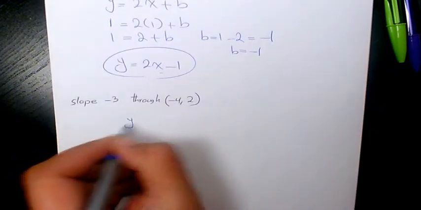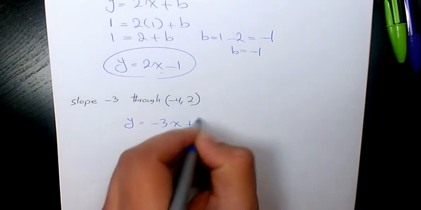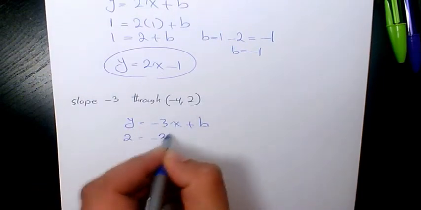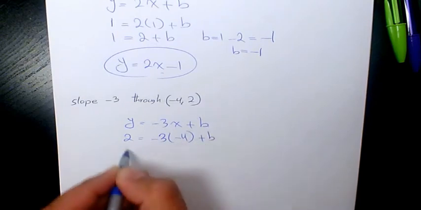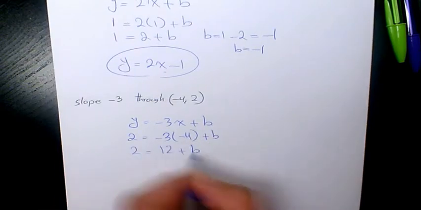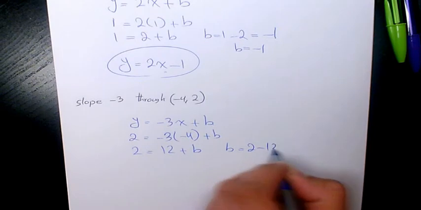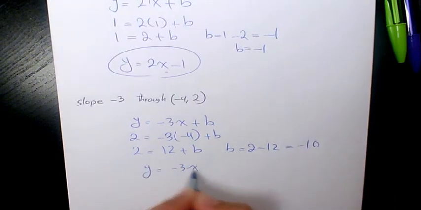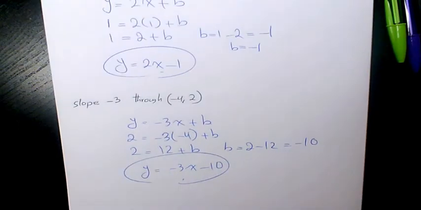Next one, slope is negative 3, so y = -3x + b. So we sub the numbers, y is 2, negative 3 times negative 4 plus b. So we have 2 equals 12 plus b. b will be 2 minus 12, which is negative 10. So y equals negative 3x minus 10.